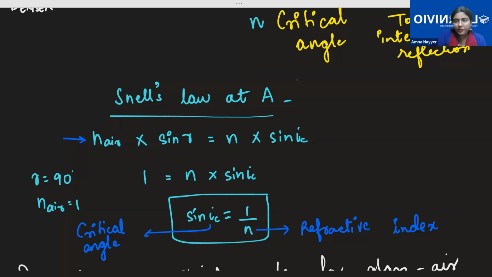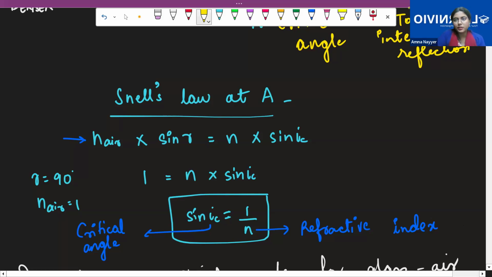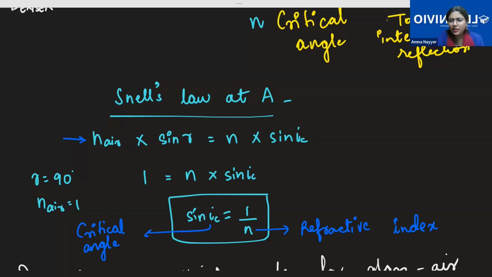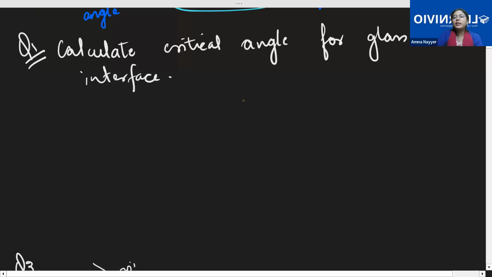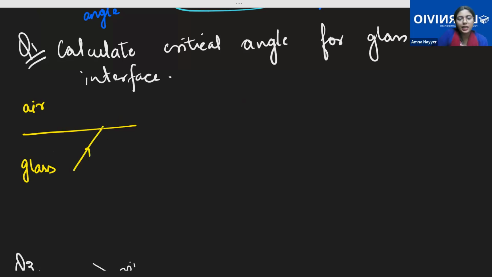Okay, now let's practice numericals based on this. You just have this in the theory part, then you have numericals, and applications are also there. I'll try to do the applications if time is there. This says: calculate critical angle for glass-air interface. It means glass is there, air is there. When the light ray goes from the glass to the air, we have to calculate the critical angle. This is the normal, this must be the angle of refraction, and this is the angle of incidence, which is the critical angle.